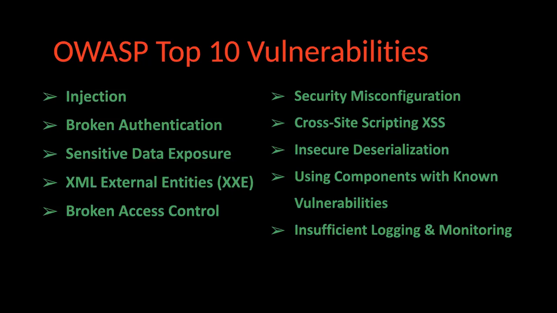Then XML external entities. Then broken access control. In broken access control we can see IDORs, path traversals, etc. IDORs are the most common broken access control vulnerabilities. Then security misconfiguration. Due to misconfiguration, some vulnerabilities will be there, so those come under this. Then cross-site scripting. This is another very common vulnerability in web applications.